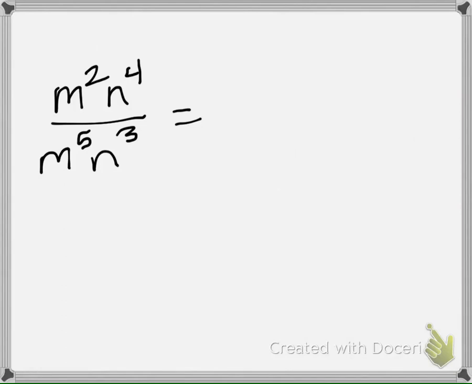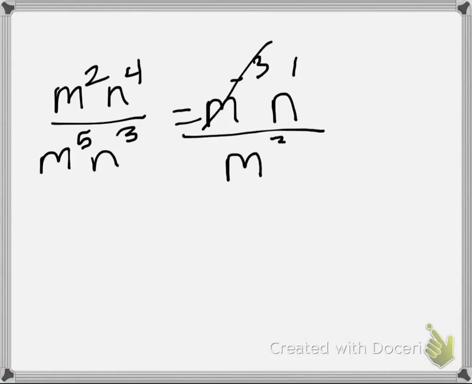Your m's you can subtract. M to the 2nd minus m to the 5th would be what? M to the negative 3rd. And n to the 4th minus n to the 3rd would be n to the 1st. Now, once again, do you see anything you need to simplify like we did on 7-1? Yes. M to the negative 3rd. How do you simplify it? Flip it and make it positive. Flip it, make it positive. And you've got your answer, my friends.